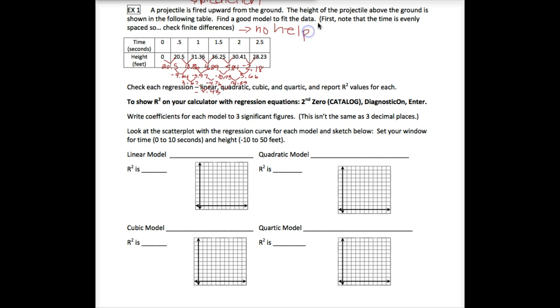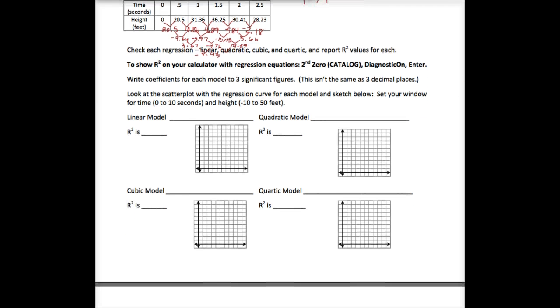So no help on this one. But again, sometimes it will. So you want to check it because that is one of the things you can use to make your argument for which type of regression you want to use. So now we're going to use the calculator and we're going to check each of the regressions and report our R-squared values. So again, R-squared isn't the only determining factor, but we want to look at it all.